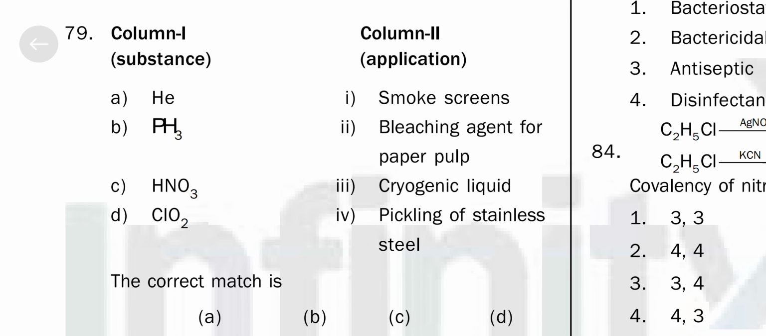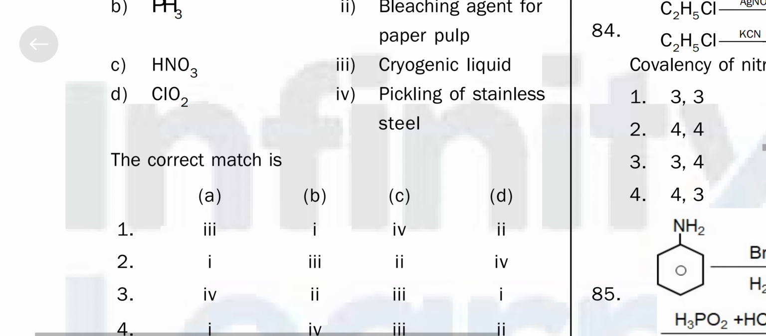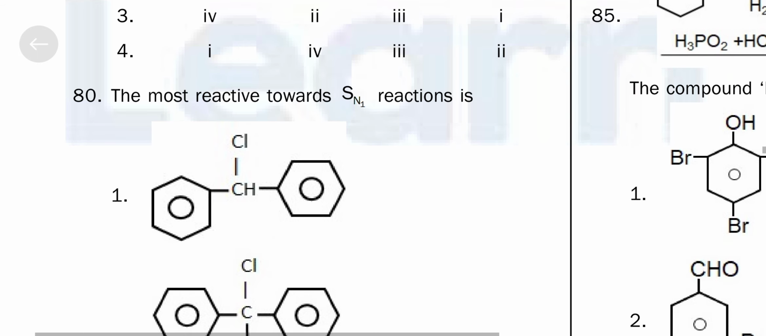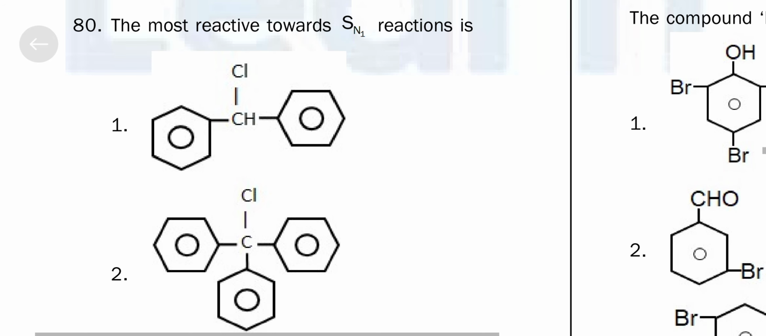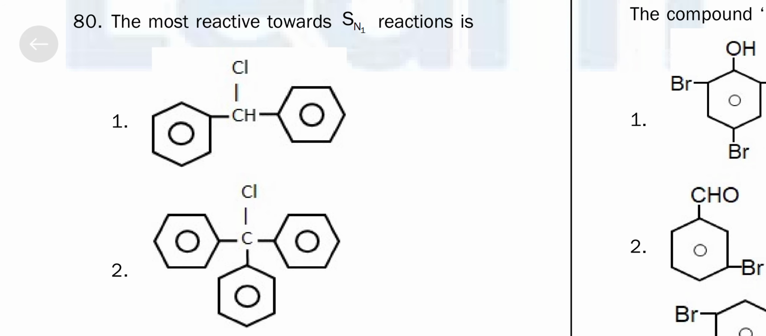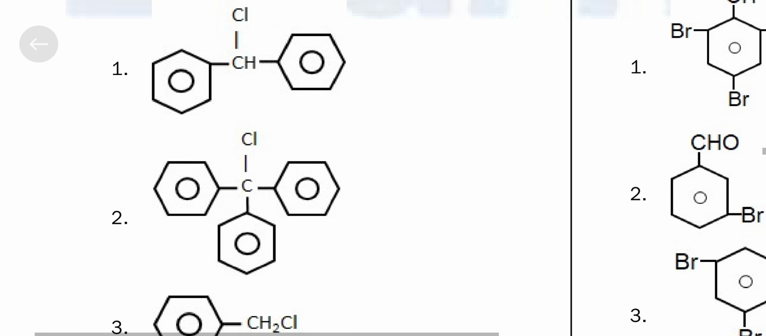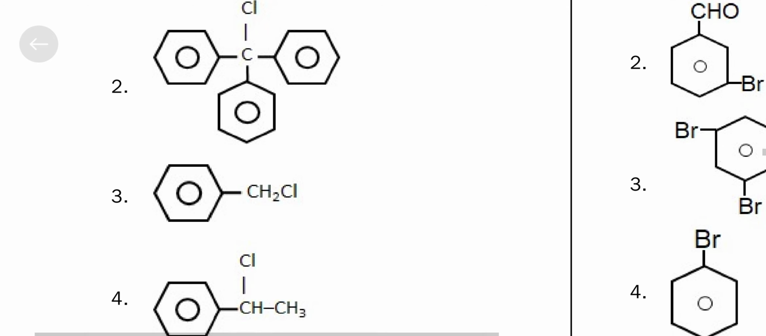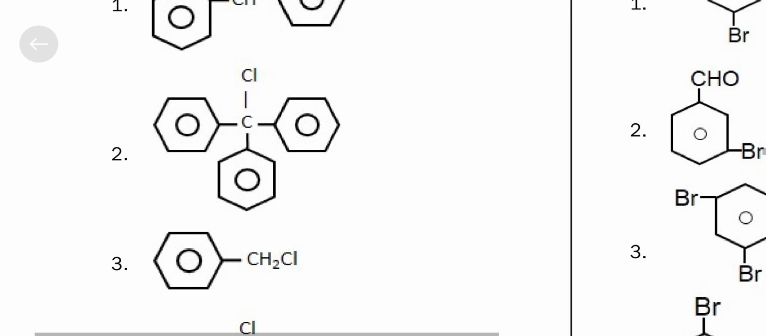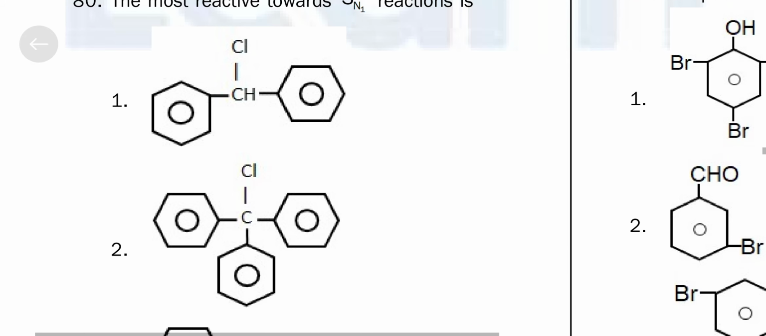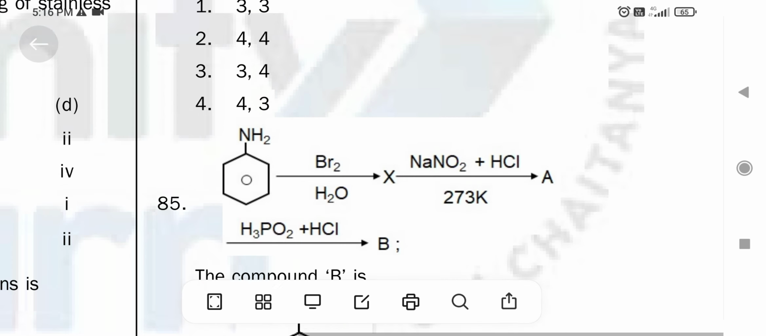79th: helium is a cryogenic liquid. PH3 is used for smoke screens. HNO3 is used for pickling of stainless steel. ClO2 is a bleaching agent for paper pulp. NCERT points as it is. The most reactive towards SN1 reaction: SN1 means carbocation. The most stable carbocation is, you can notice easily, in the second case. 3 phenyl groups are there. So the most stable carbocation is formed here. So for the 80th question, option 2.